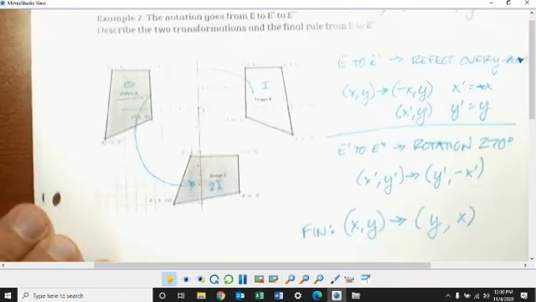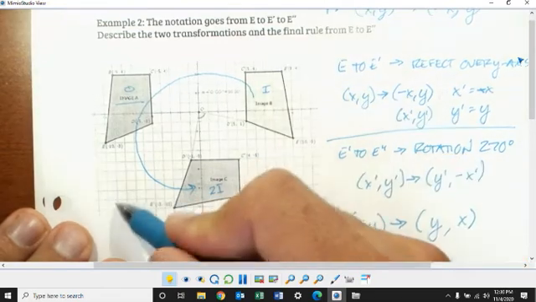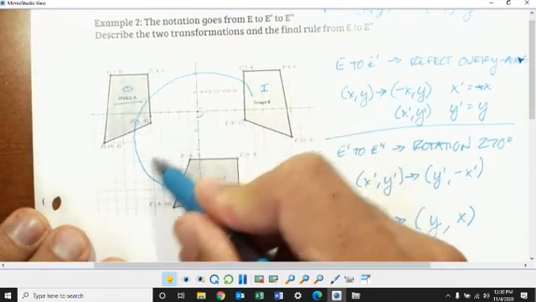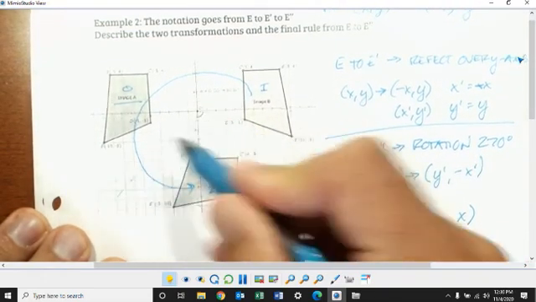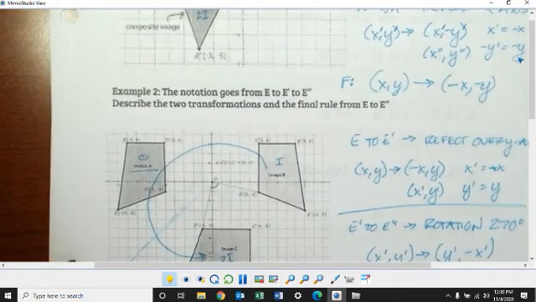And that's a transformation that we should know. x, y becomes y, x. This final transformation is actually a reflection across y equals x. And if I were to sketch in my line y equals x right here, I could see that it is a reflection across that line. All right.